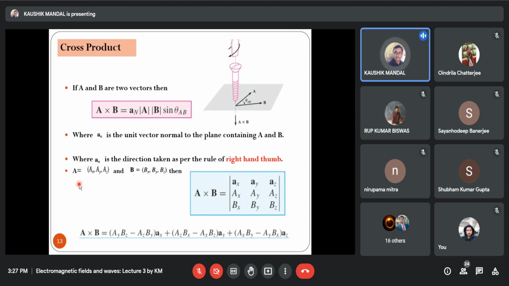Now, if you consider two vectors, A with coordinates ax, ay, az and vector B with coordinates bx, by, bz, then what will be A cross B? We can write it in this particular matrix format. So from this, the corresponding A cross B will be this. Here ax is the unit vector along the x-axis, ay is the unit vector along the y-axis, and az is the unit vector along the z-axis.